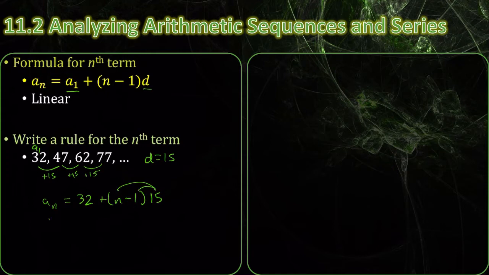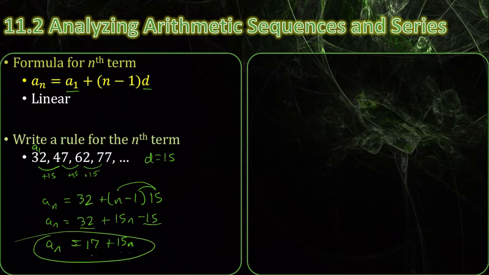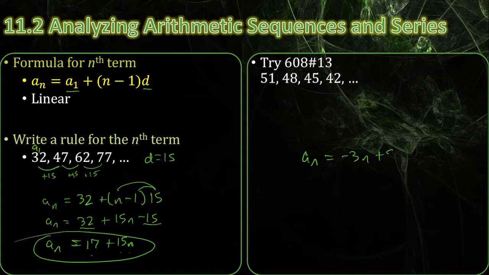You do have to simplify. So 15 times n minus 15. And we end up with, well, 32 minus 15 is 17, plus 15n. See, it's mx plus b. It's linear. Why don't you try number 13? Pause this lesson while you try. We should end up with an equals negative 3n plus 54.